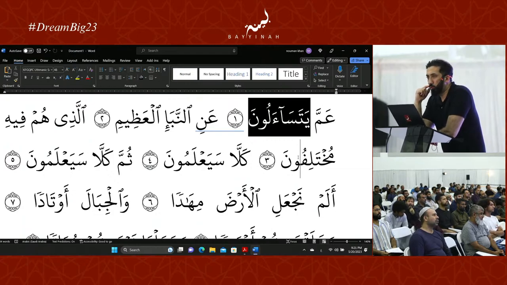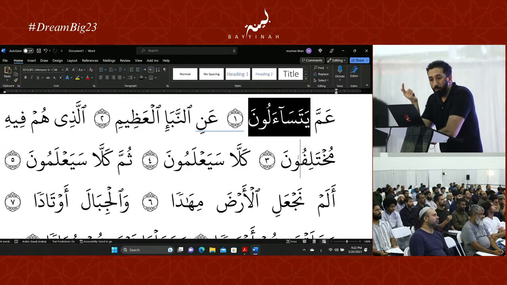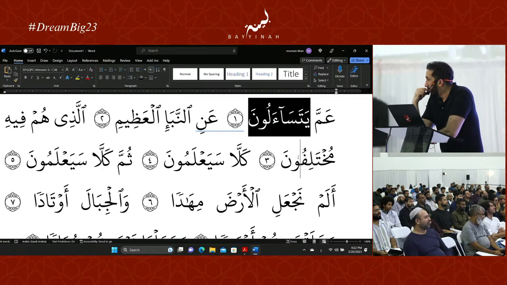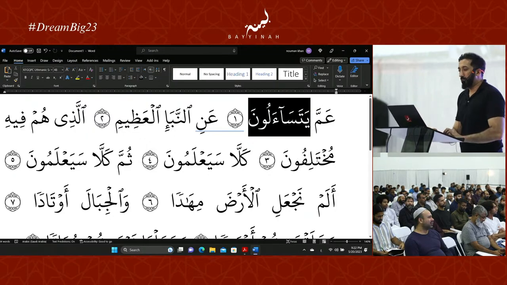That's the ism chart. Four properties of mukhtalifuna, anybody? Is it rafa, nasb, or jar? How do you know it's rafa? Is it singular, pair, or plural? How do you know it's plural? Una, Muslim chart. Is it masculine or feminine? Good, because it's from the masculine chart. Is it common or proper? Okay, it's common. What about Sayalamuna?